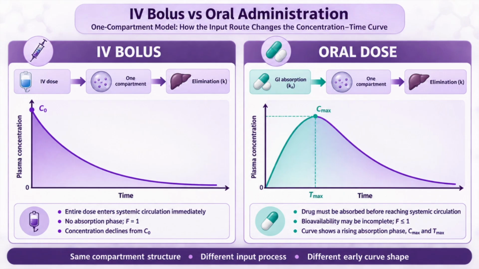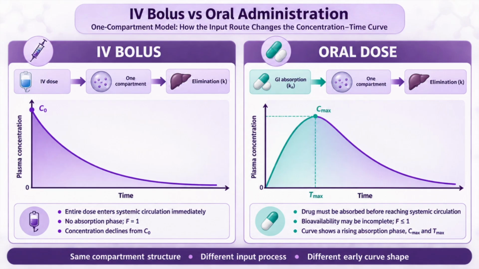With an intravenous bolus, the entire dose enters systemic circulation immediately. There is no absorption phase, and intravenous bioavailability is 1 or 100%. The concentration therefore begins at an estimated initial value called C0 and immediately declines.